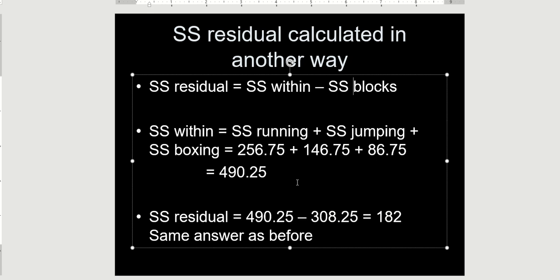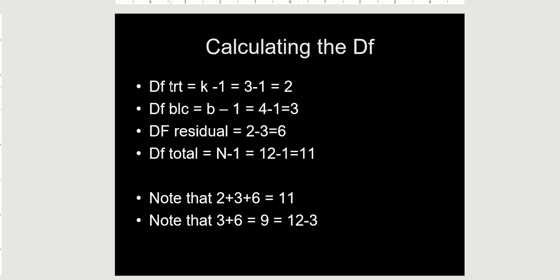And so if I were to take the sum of squares within, the way I've shown you previously, you will get 490.25 for the within. Remember, we don't really want the within, meaning within running plus within jumping plus within boxing. You add them up, you get 490.25. This is just to show you that if you take the 490.25, which is the within, minus the blocks, which is 308.25, you still get 182, which is the exact same answer we got previously. Okay.